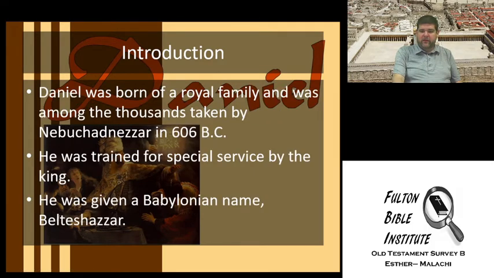Daniel was born, as I said earlier, in Judah. He was born to a royal family and was among the thousands taken by Nebuchadnezzar in 606 BC. We talked about this last week, that Ezekiel was taken during the second captivity, or the second conquest, and he was of the priestly family. Here you have a noble family, and this is why Nebuchadnezzar takes him captive, because you see the second part, he takes Daniel back and some other Hebrews, and he begins to train them for special service by the king. He trains them to be his ambassadors.